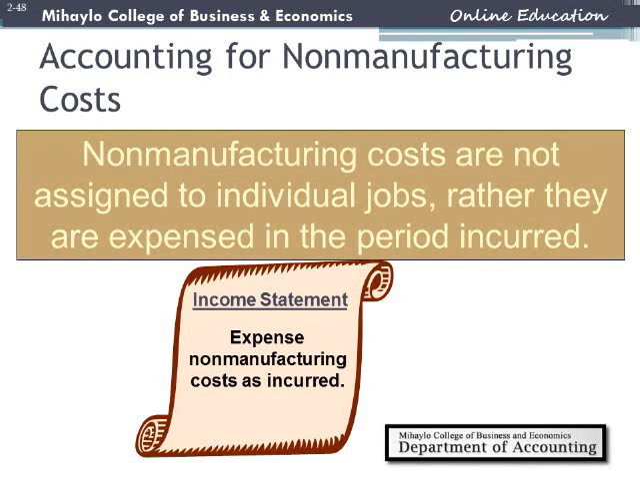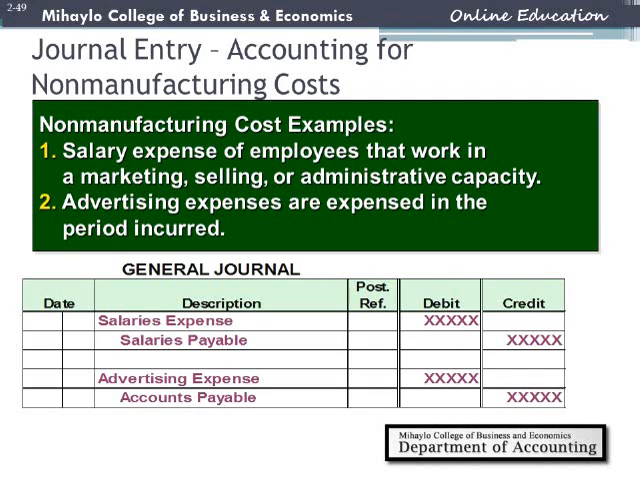Companies that use job order cost systems to assign manufacturing costs to products also incur non-manufacturing costs. Non-manufacturing costs should not go into the manufacturing overhead account. Non-manufacturing costs are not assigned to individual jobs. Rather, they are expensed in the period incurred. For example, the salary expense for employees that work in a selling or administrative capacity are expensed in the period incurred, and advertising expenses are expensed in the period incurred. This journal entry illustrates the expensing of non-manufacturing costs in the current period.